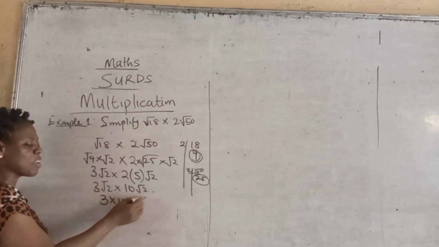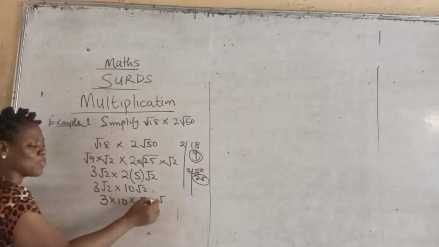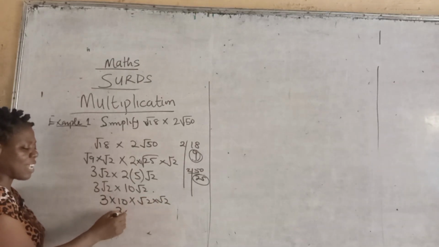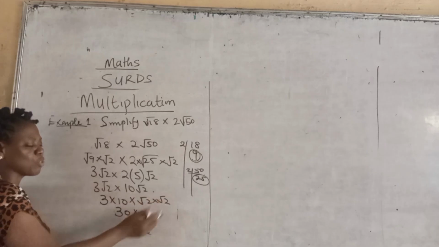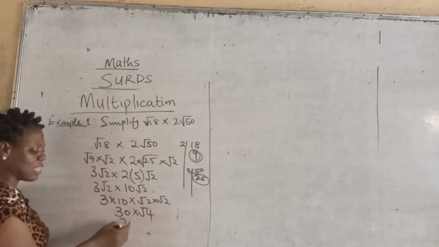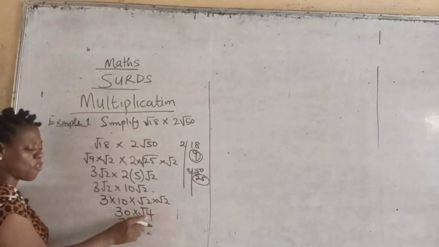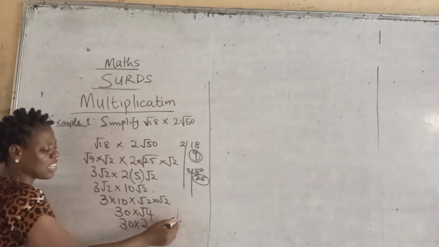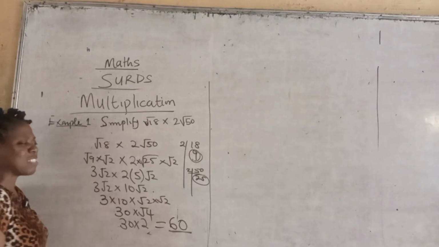And what do we have again? Root 2 times root 2. And 3 times 10 will give us what? 30. And root 2 times root 2 will give us what? Root 4. And that will be 30 times the square root of 4, which is 2. 30 times 2 will give us 60. Let's repeat it again.